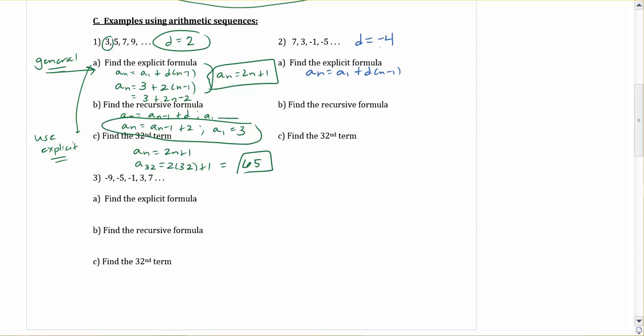It's a sequence, and my difference is negative 4. Let's plug in when we do explicit again. You're going to leave the n's and plug in for your first term, which is going to be 7, and your common difference. So my first term is 7. My common difference is negative 4.